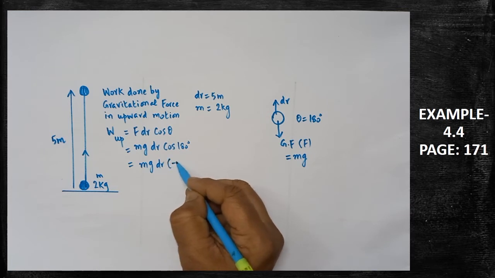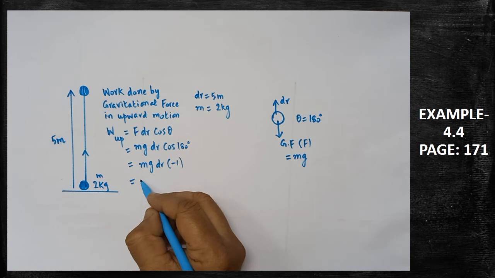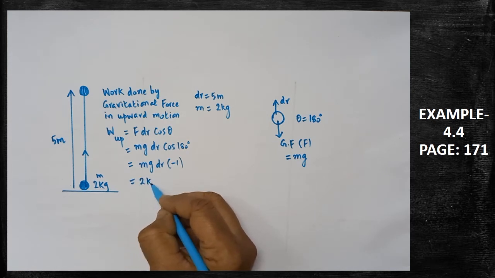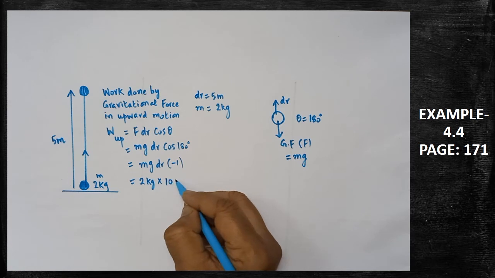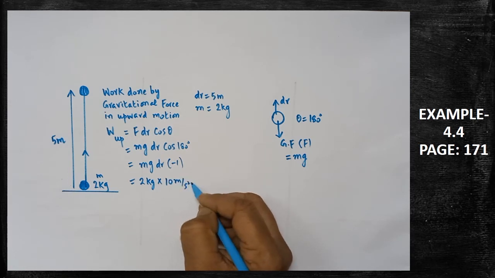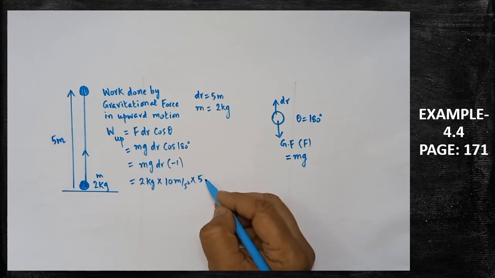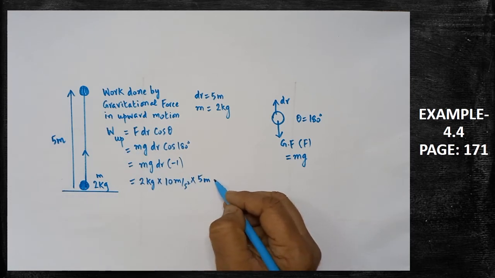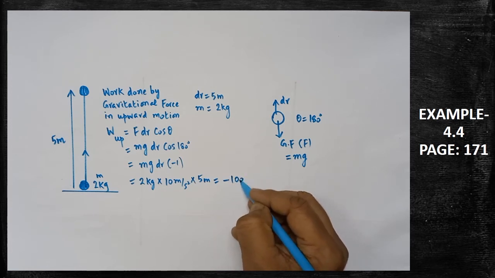Cos 180 is minus 1. Then substitute the value of mass: the mass of the object is 2 kg, and g is roughly taken as 10 meters per second squared. The displacement, when it goes from here to there, is 5 meters. After substituting all the values, you will get minus 100 joules.